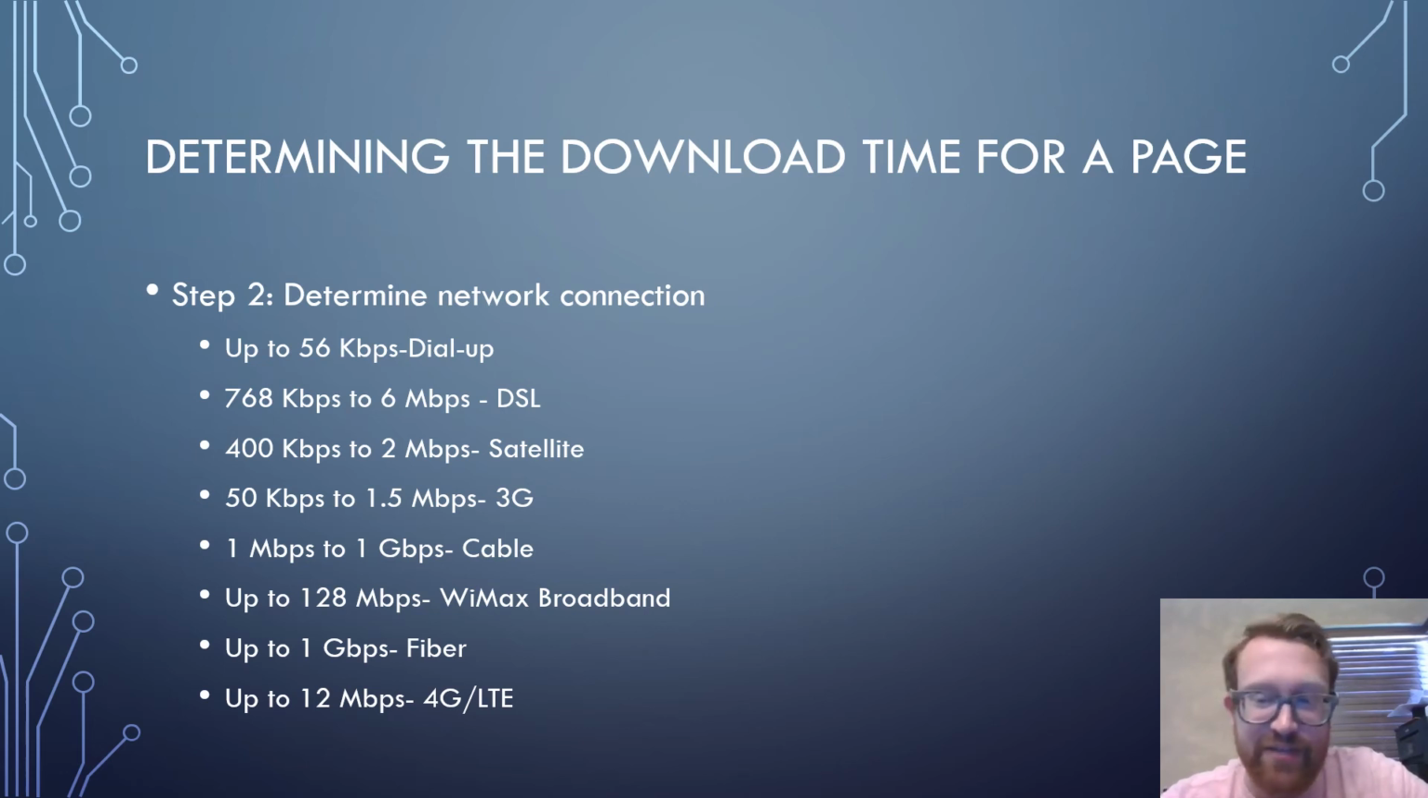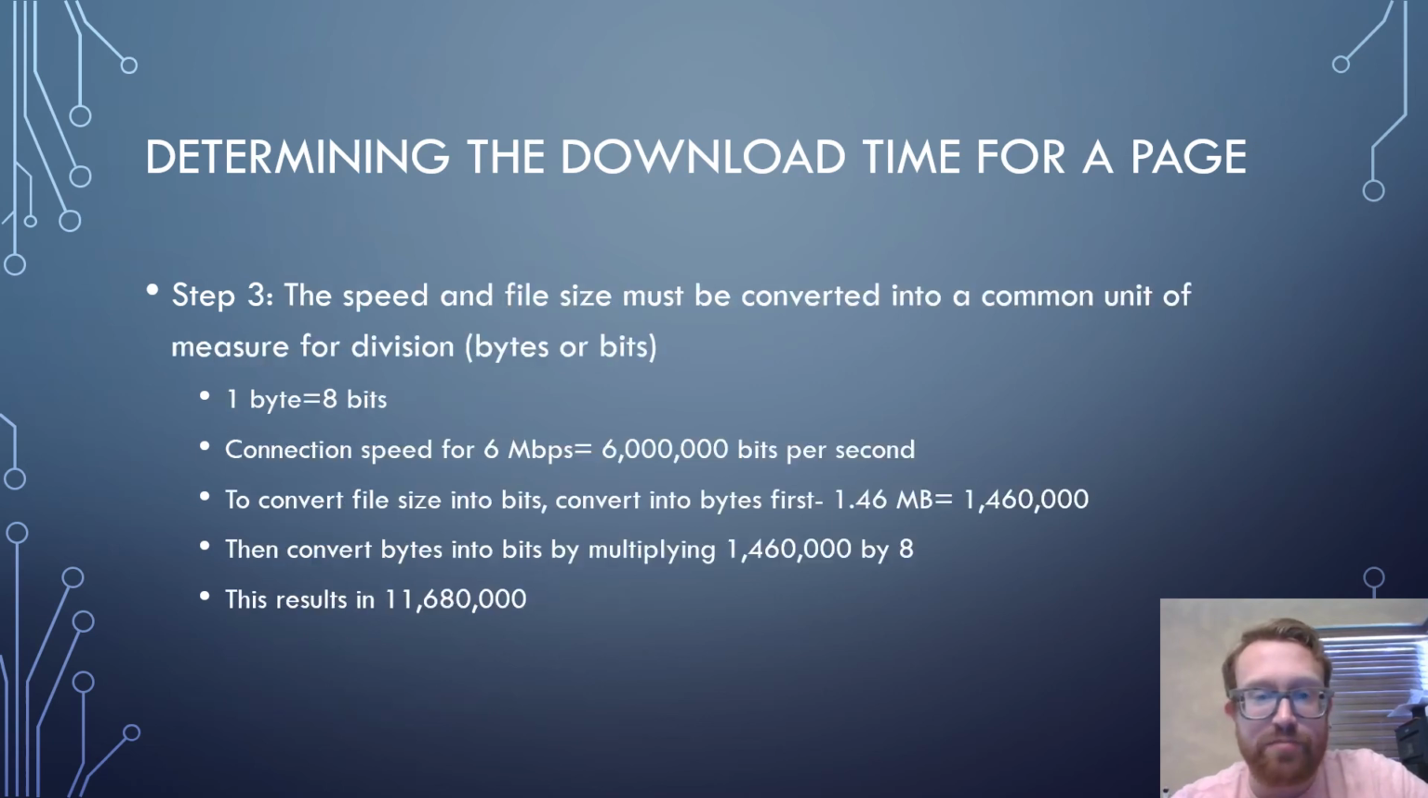gigabit per second is fiber. That's considered the more standard right now, and what we're trying to aim for is more fiber connections because it's extremely fast. And then up to 12 megabits per second is 4G LTE. 5G will be more than that. Okay, 5G is going to be approaching the gigabit per second.